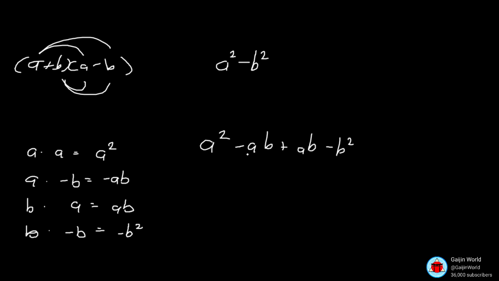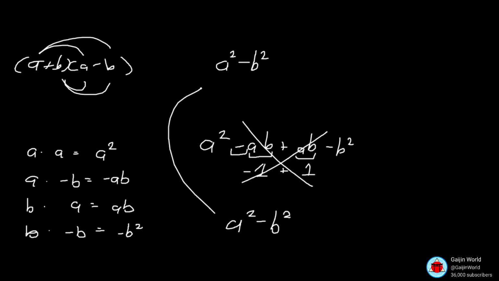But wait, this variable is equal to 1, and this one's also equal to 1. But look, there's a minus here, so this is actually minus 1. So minus 1 plus 1 would be 0. So this is cancelled. Now what you're left with is this, which is why this is the formula.